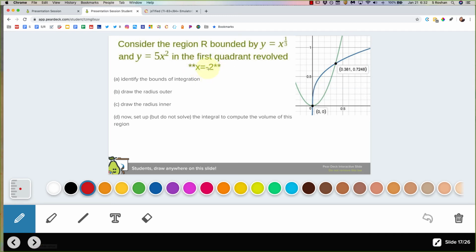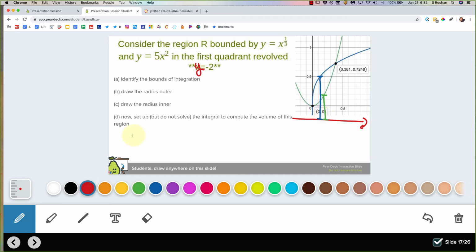Now this one says revolve around x equals -2, which I had done previously. So why don't we change this instruction to y equals -2 so we get to practice what I meant to do the first time. So now our radius outer is going to be the longer one, the blue, and our radius inner is going to be the shorter one, the green.